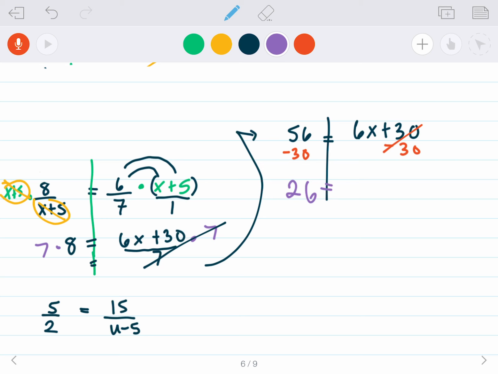I don't know, you guys ever get like that where you're just not on your game with arithmetic?